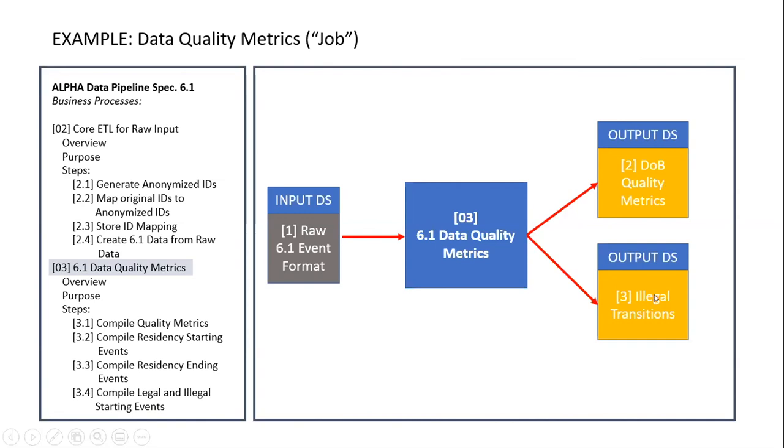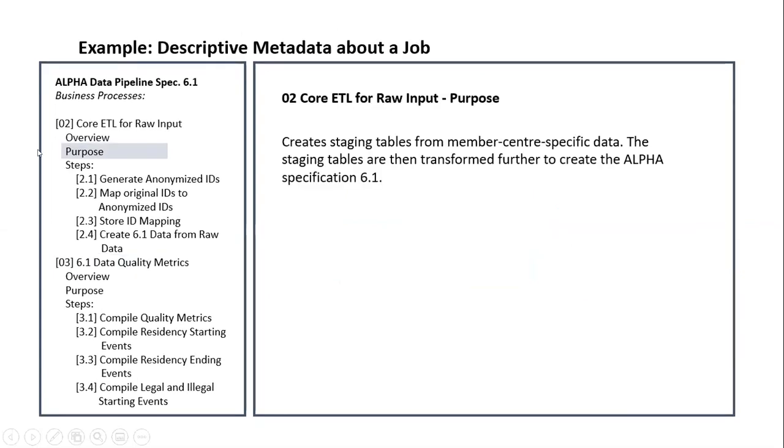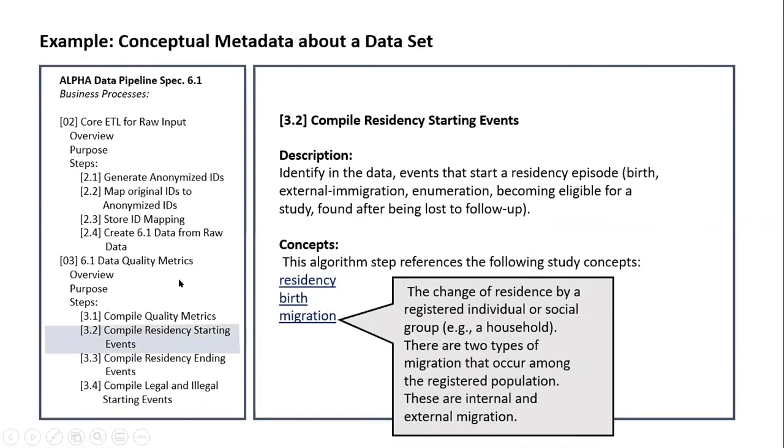But I can see the names of these things, what they are. They have their identifiers. If I click on the purpose or something for a job, it just shows me whatever the human readable documentation is. I might want to look at a particular step and the concepts that are involved in the processing of that step. So any variable that is related to a concept that is involved in that step out of any of the input data sets would be listed here, and I could click on them and get a quick definition out of the metadata.